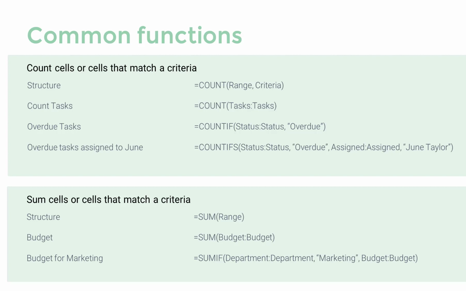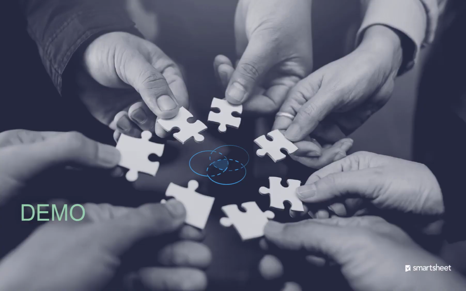The sum formula has a similar structure to count. You'll see we can also add criteria. For example, if I need a budget, I can look at an entire column, or if I want to be more specific and calculate the budget just for a marketing department, you can start incorporating criteria there as well. And we'll be using both of these frequently in our webinar today. So now that we've covered the 3 methods of data creation we're going to look at, as well as some of these common formulas, let's head into Smartsheet and start our demo.